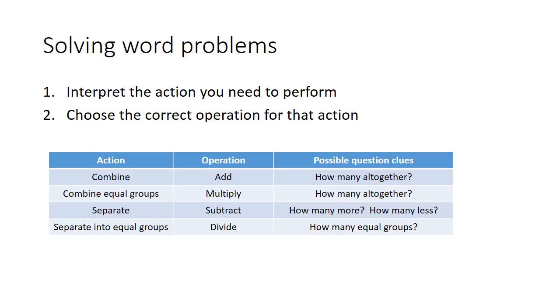If you have 3 groups of 5, then you would multiply rather than going the harder way and saying 5 plus 5 plus 5. It's easier to say 3 times 5. How many more, how many less? Those mean subtract. And in this case, you're separating them into groups. And if you're separating into equal groups, now we're talking about division.